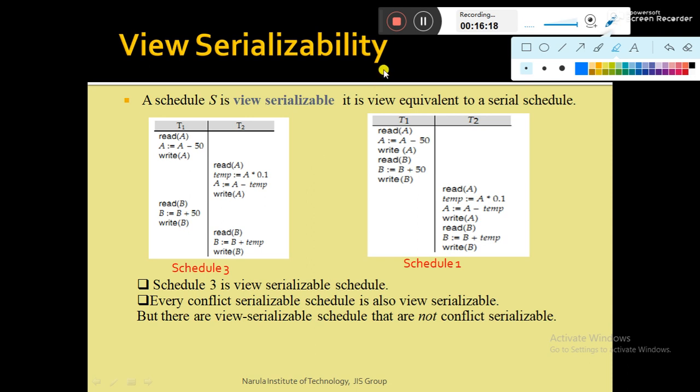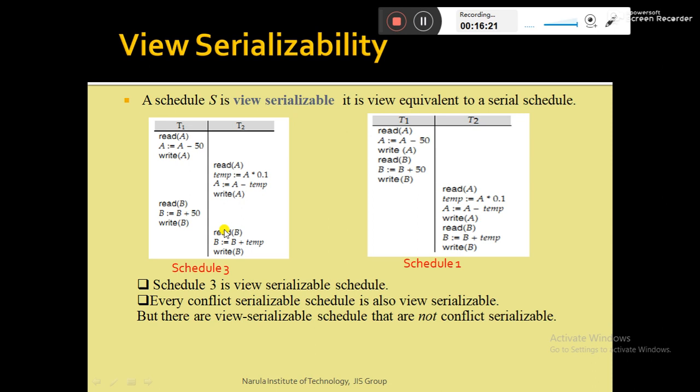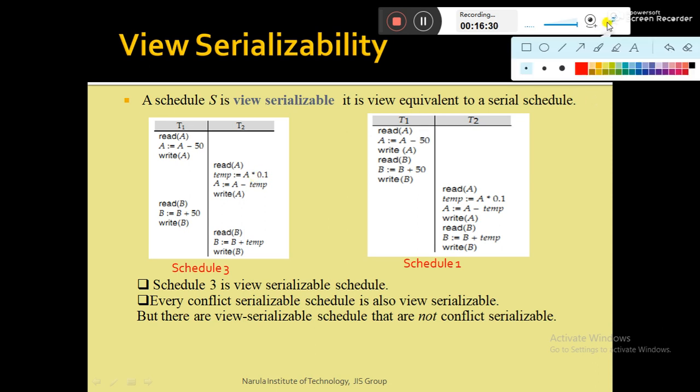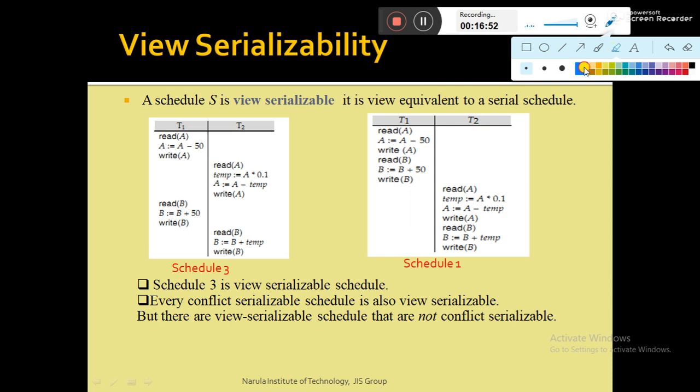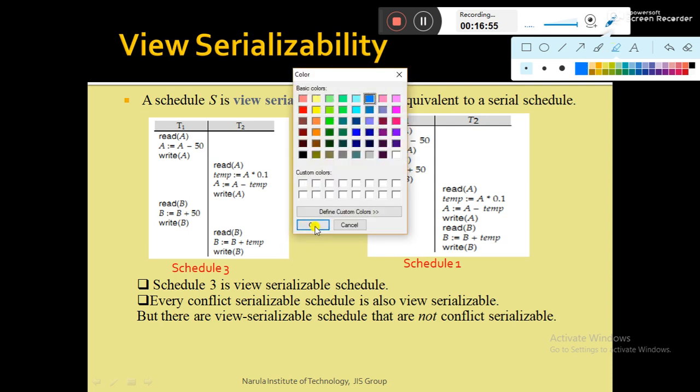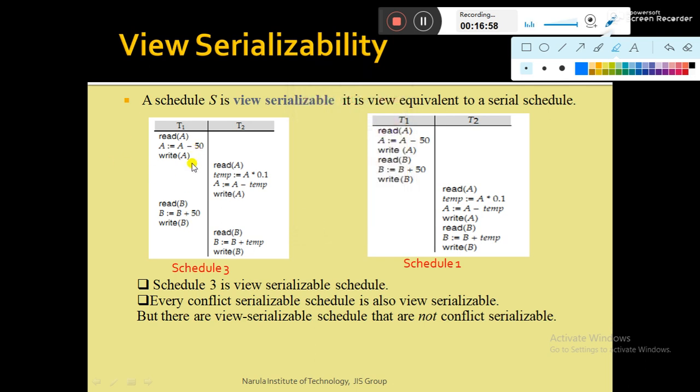Let's take an example. Schedule 3 and schedule 1 are given, and both have the same set of transactions T1 and T2. Let's check whether schedule 3 is view serializable or not. Again we have to check the same concept, that is, whether they are view equivalent or not. We have to check whether schedule 3 and schedule 1 are view equivalent. So the same three conditions we have to check for schedule 1 and schedule 3. So start with schedule 3.